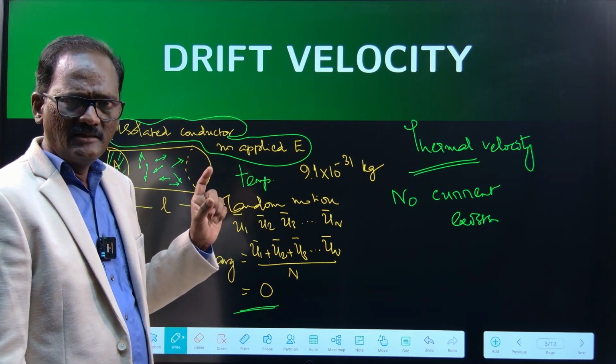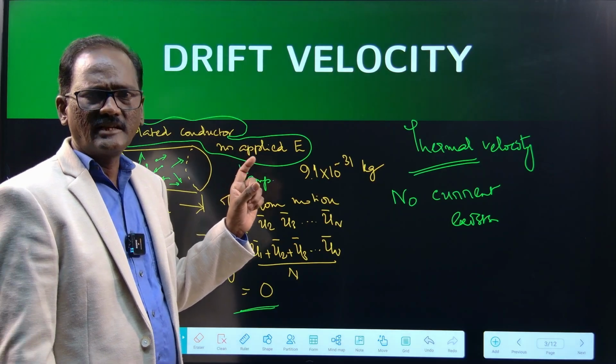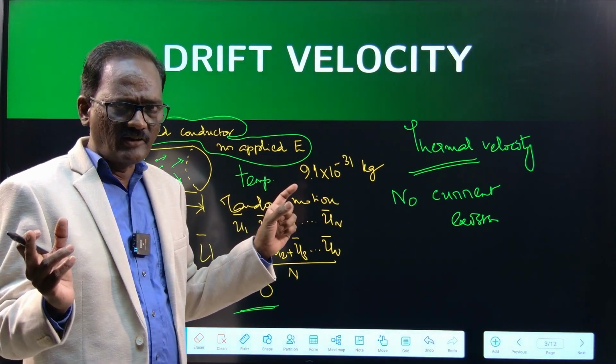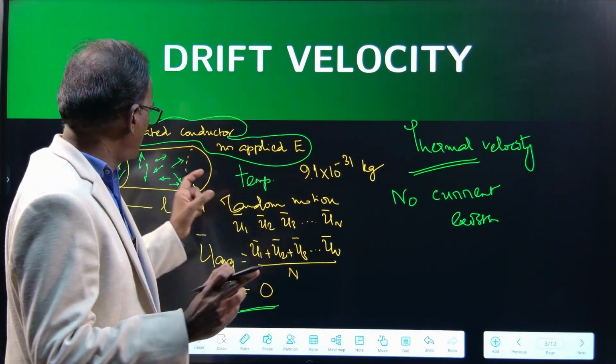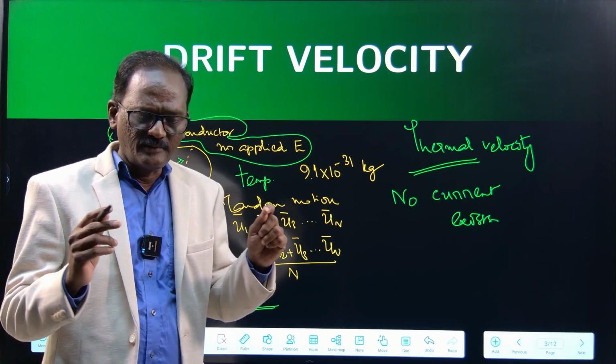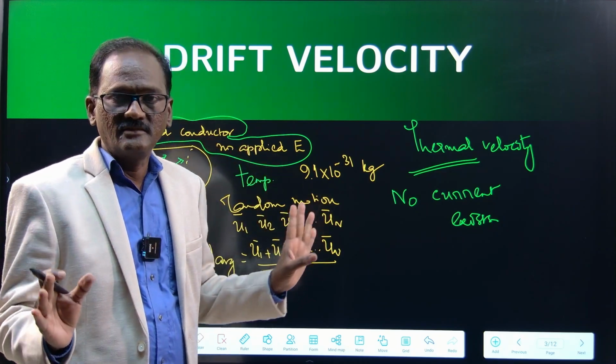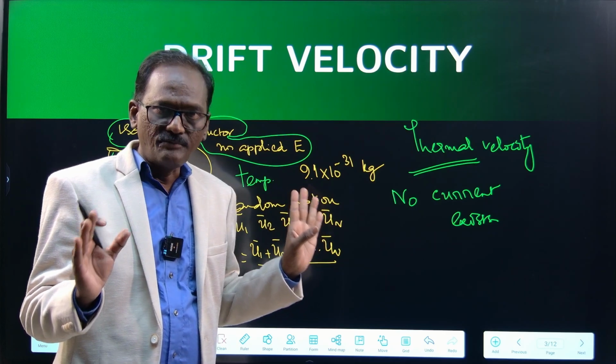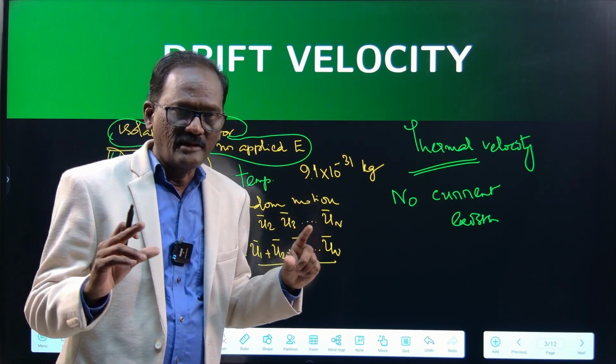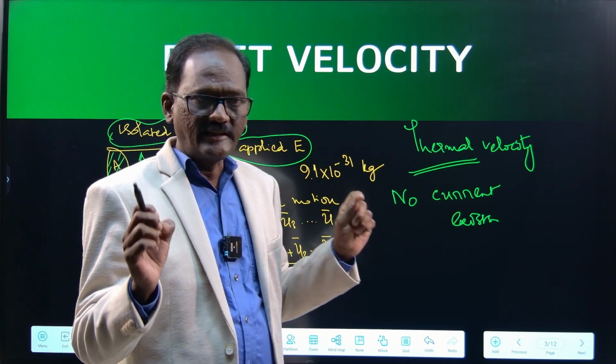Then let me take the same isolated conductor. It has not yet been wired. Still it is not yet wired. Same isolated conductor, that means the two ends are left free. I am going to apply some electric field. Let us see what is going to happen if I apply some electric field across the conductor.